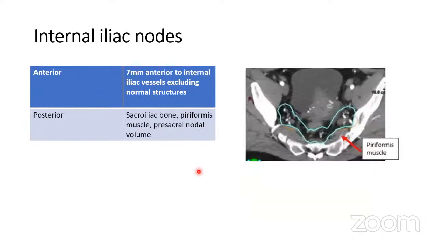And next is the anterior border. Again, it is 7 mm anterior to the vessels, and posteriorly it's the bone or the piriformis muscle at the lower level, and then the presacral nodal volume. So you'll have the internal iliac volumes on either side, and here you have the presacral volume.